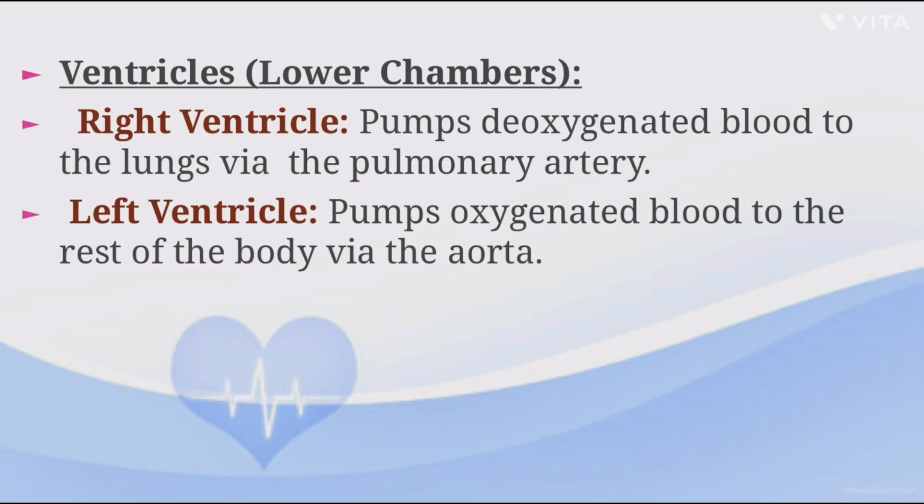Next are the lower chambers called ventricles, that is the right ventricle and left ventricle. The right ventricle pumps deoxygenated blood to the lungs via the pulmonary artery. The left ventricle pumps oxygenated blood to the rest of the body via the aorta.